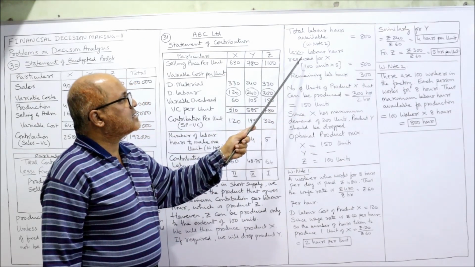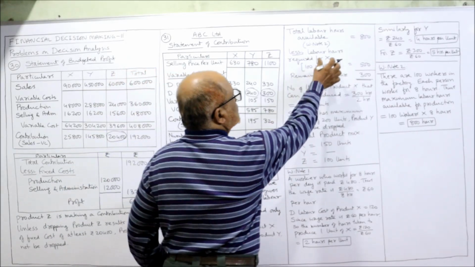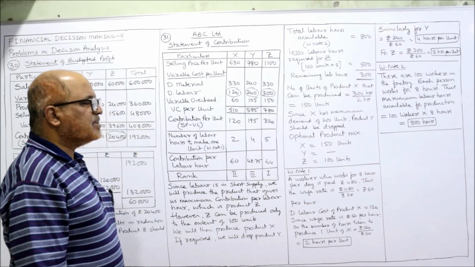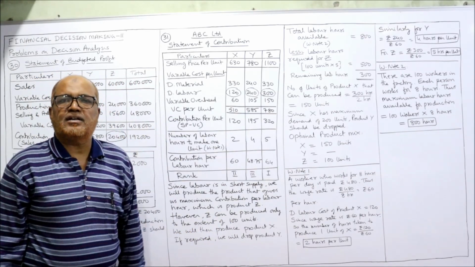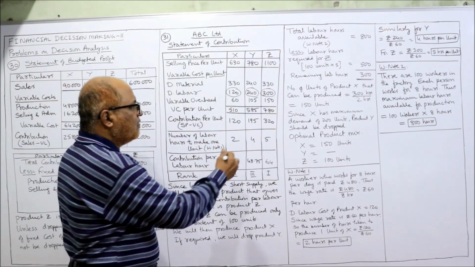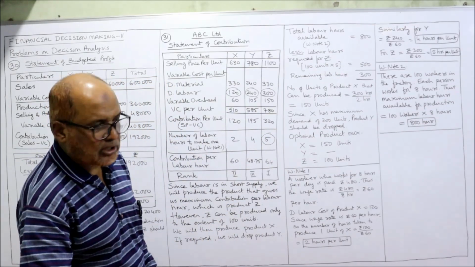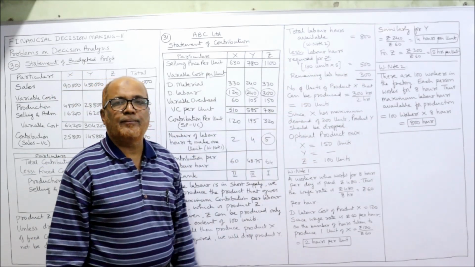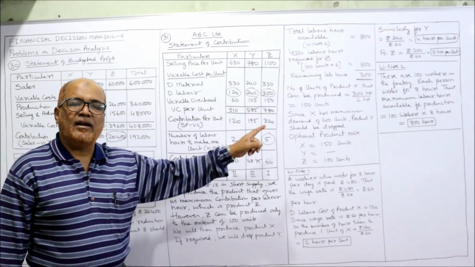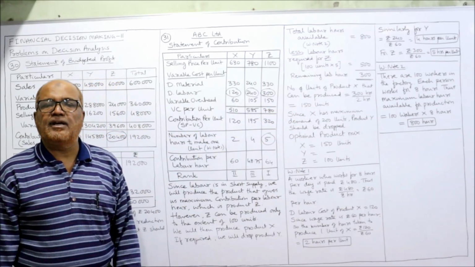Out of which, labor hours required for product Z, not X. First of all, we are going to make product Z, first rank. So how much time is required to make 1 unit of product Z? 5 hours. And how many units are we making? 100 units, maximum sales potential. So 100 into 5 is 500. That means total 800 hours are available, out of which 500 hours we are spending on Z for making 100 units. The remaining time available is 300 hours.